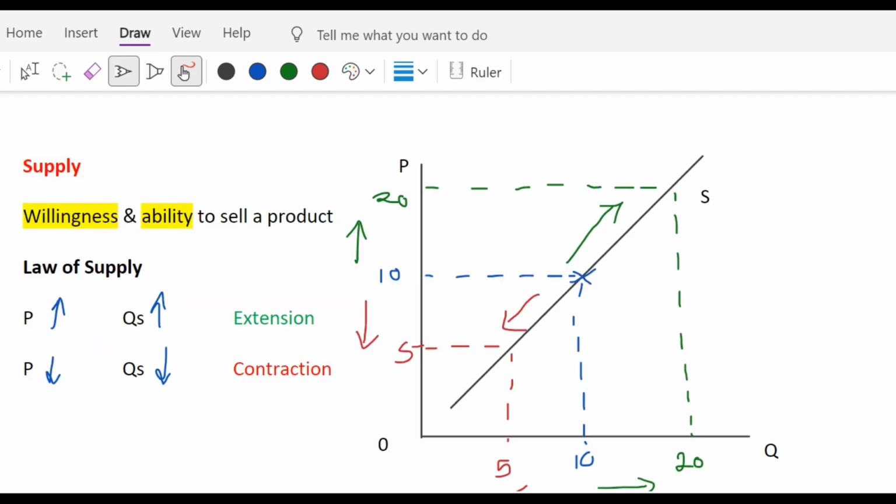That's all you need to know when it comes to the basics of supply.